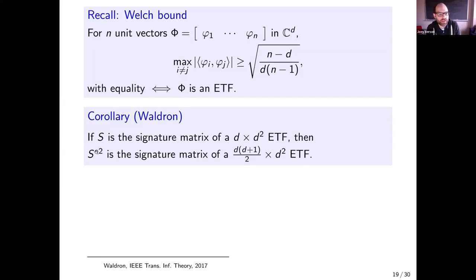So Shayne Waldron observes that as a consequence of the Welch bound, if you have the signature matrix of a d by d squared ETF, this is very important, then you take the entrywise square, the Hadamard square. That will be the signature matrix of another ETF in this specific dimension, d plus 1 choose 2. Okay, because this is such an important slide, I'm going to show you the proof. The proof is actually quite simple. It follows right from the Welch bound.